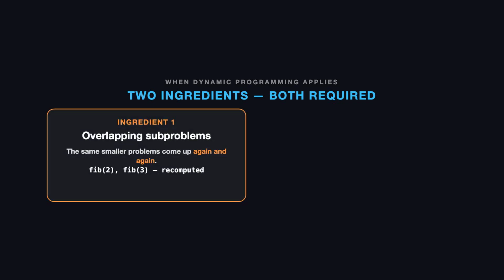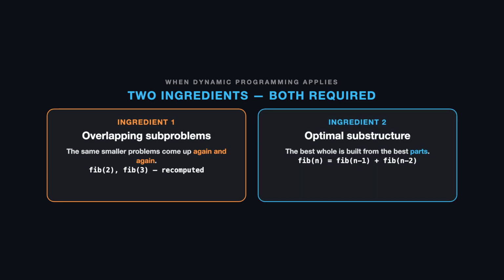Dynamic programming works whenever a problem has 2 ingredients. Miss either one, and it does not apply. Ingredient 1. Overlapping subproblems. The same smaller problems come up again and again, exactly what we saw with fib of 2 and fib of 3. If subproblems repeat, you can compute each one once and reuse it.